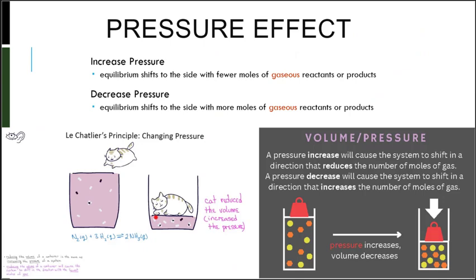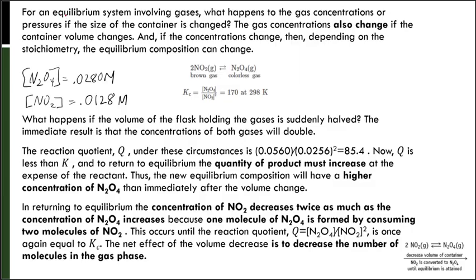Let's look at when there's a change of pressure. If there's an increase in pressure, the equilibrium shifts to the side with fewer moles of gas, reactants or products. If there's a decrease in pressure, the equilibrium shifts to the side with more moles of gas, reactants or products. Now, when an equilibrium system involves gases, what happens to the gas concentrations or pressures if the size of the container is changed? The gas concentrations also change if the container volume changes. And if the concentrations change, then depending on the stoichiometry, the equilibrium composition can change.